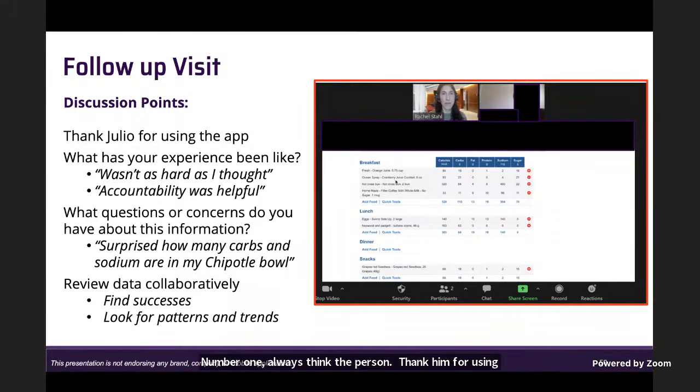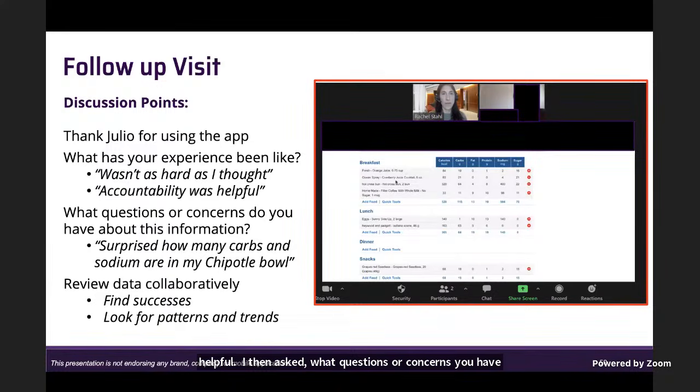And I ask about his experience. And he shares with me the app wasn't as hard as I thought, and he said the accountability piece was helpful. I then ask what questions or concerns he has about the information. And he shares with me he was surprised how many carbs and sodium were in his Chipotle bowl.